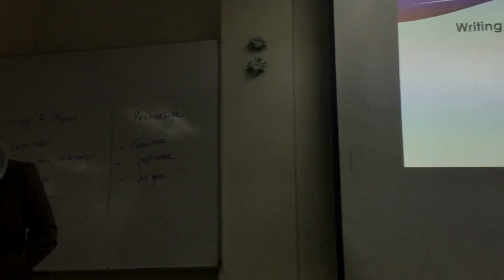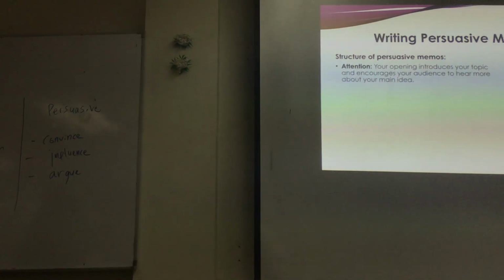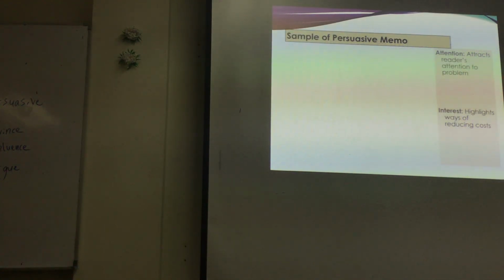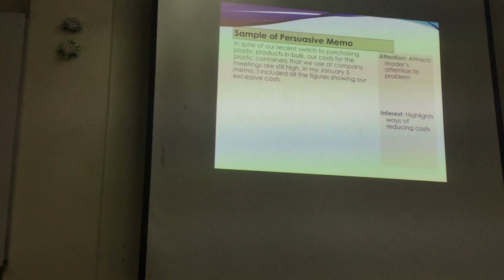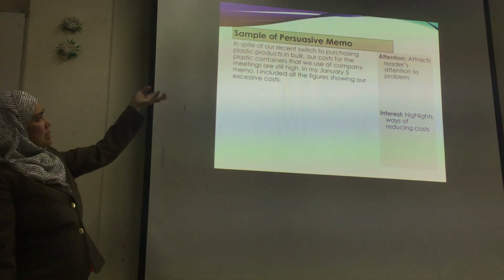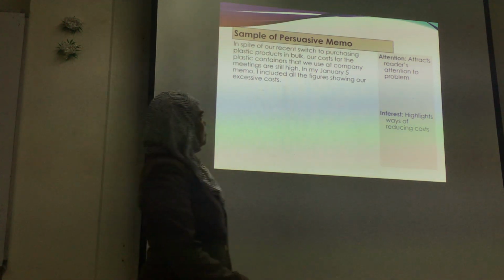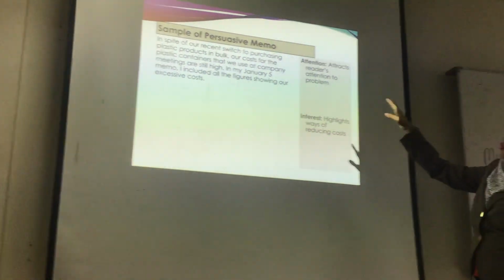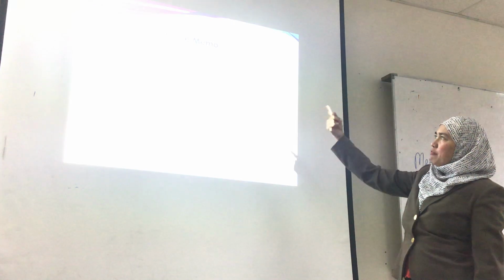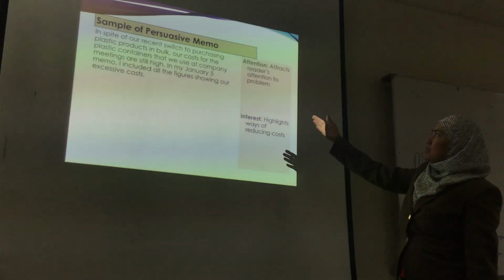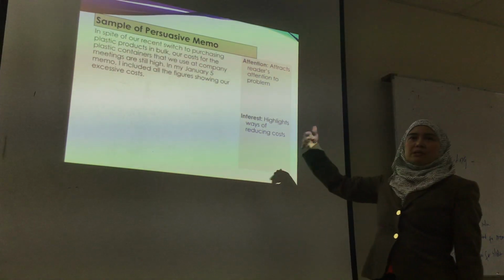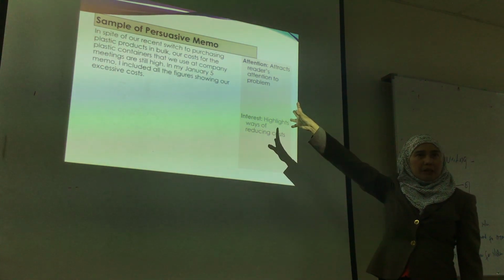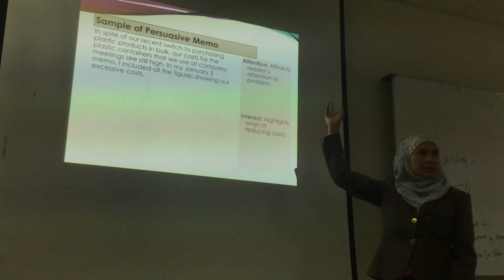So, I'll just show you quickly an example of a persuasive memo. You have attention, interest, desire, and action. I'll give you one example only. So interest, for instance: switch to purchasing plastic products in bulk. Our costs for company plastic are quite high. In my January 5th memo, I included all the figures showing our excessive costs. What does that show to you? You're trying to attract the reader to the problem. Is that clear? Yes.